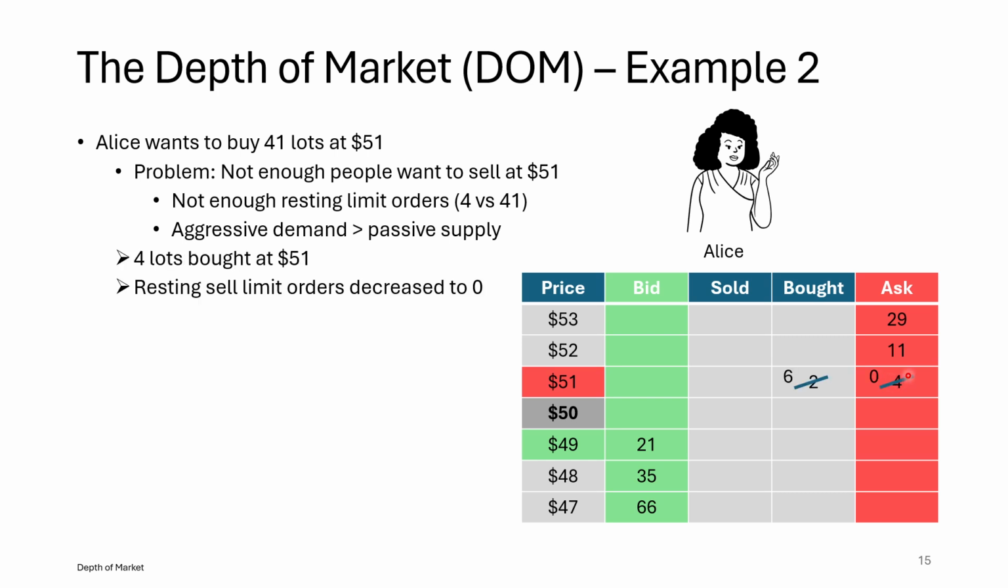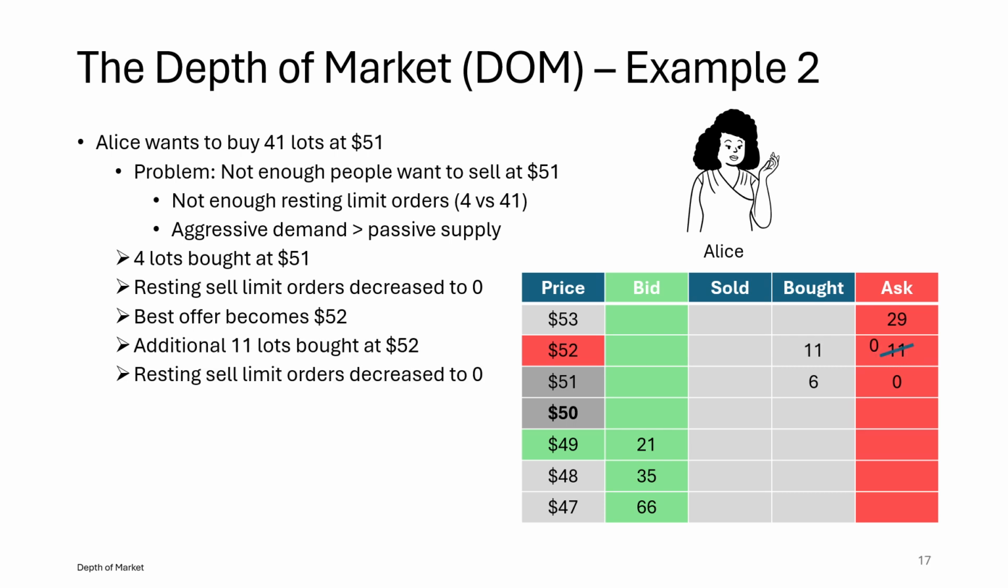So what does it mean? It means she can buy 4 lots here at the price of $51. Resting limit orders are decreased to 0, so all have been filled. And those 4 lots that she bought, they are written down here. So 2 increased by 4 gives a total number of 6. And now the price has to rise, so the best offer becomes $52, right? Because all the limit orders down here have been exhausted, have been filled. But here is the next best price where we still have some limit orders waiting to be filled.